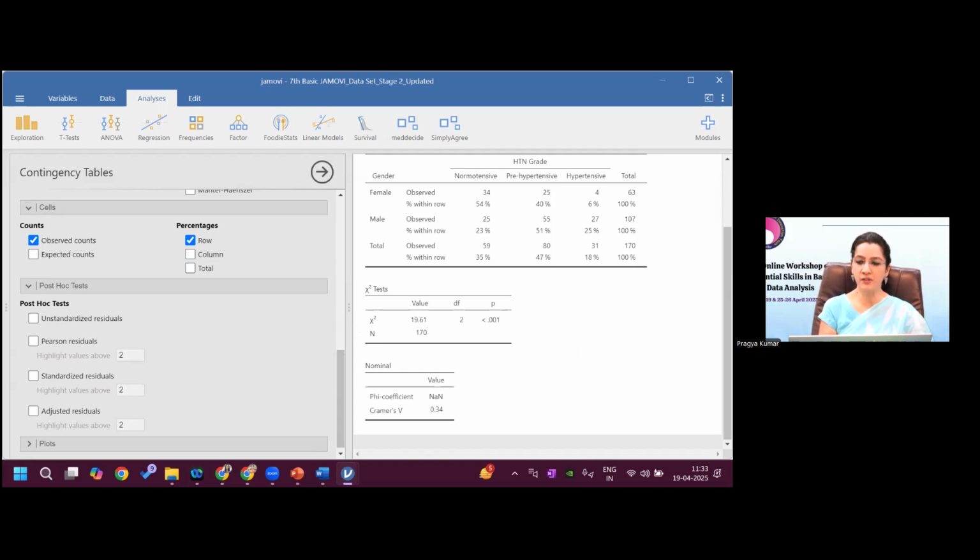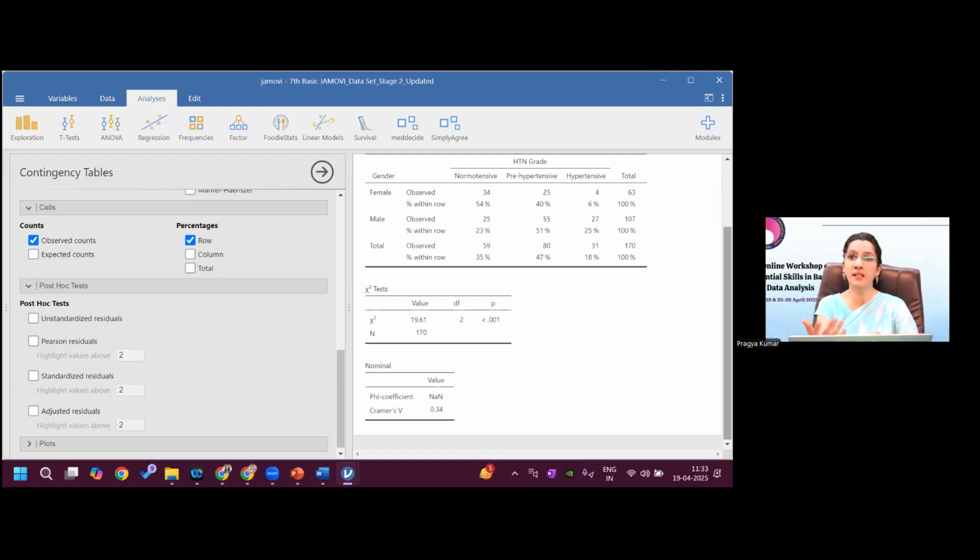So now if the chi-square value is significant, do you know what a post hoc test is? Can you please type in the chat box? Any rough idea what a post hoc test is? Dr. Farzana is saying no. Dr. Subhapriya is saying no. Dr. Pradeep is also saying no. I'm thinking, should I introduce this concept now? Yes, I will. We will talk about the post hoc term separately, but right now I'll explain what this post hoc is.